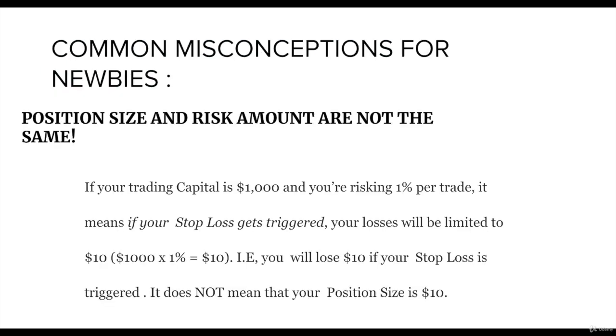Common misconceptions for newbies. Position size and risk amount are not the same. Many newcomers to trading think that the position size and risk amount are the same. It is not the same. If your trading capital is $1000 and you're risking 1% per trade, it means if your stop loss gets triggered, your losses will be limited to $10. Basic math. $1000 multiplied by 1% equals $10. In other words, you will lose only $10 if your stop loss is triggered. It does not mean that your position size will be $10. I'll be explaining it after this.